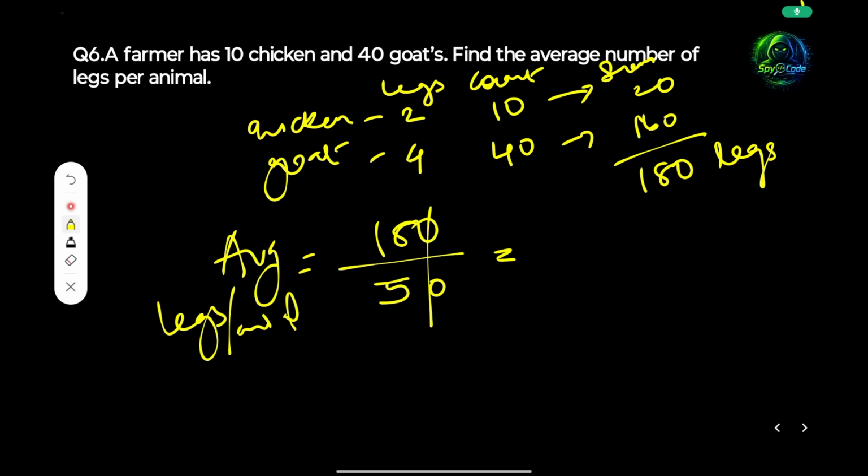So upon solving this, the answer is 18 by 5, which is around 3.6.